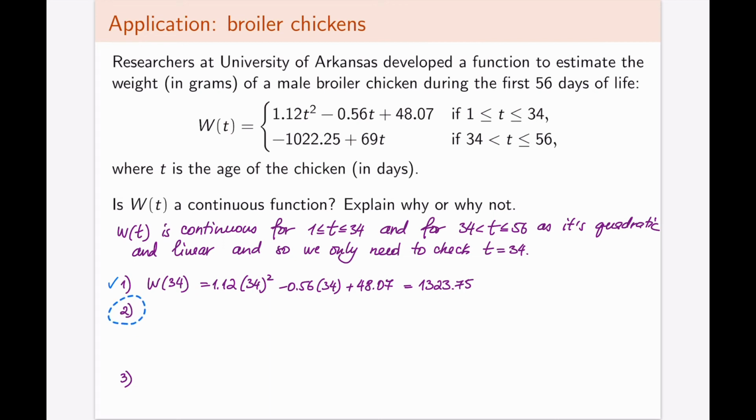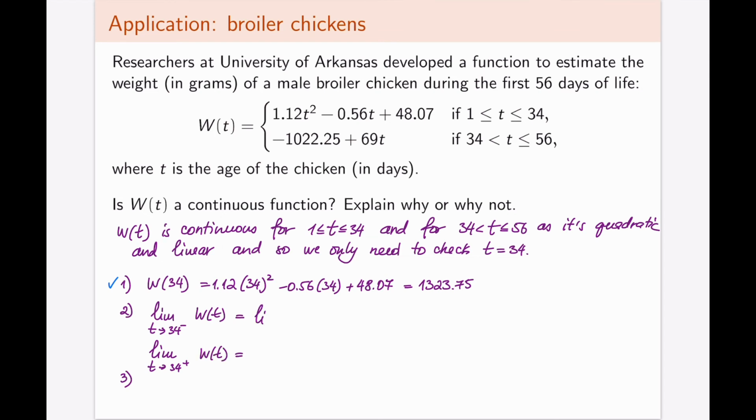Excellent. For my second point, I need to make sure that the limit as t approaches 34 actually exists. So in this case, and it will be the same for all of the piecewise functions, I can see that the function on the left and the function on the right are different, which means that I will have to check the limit as, not x, t approaches 34 from the left of my function, and the limit as t approaches 34 from the right of my function.